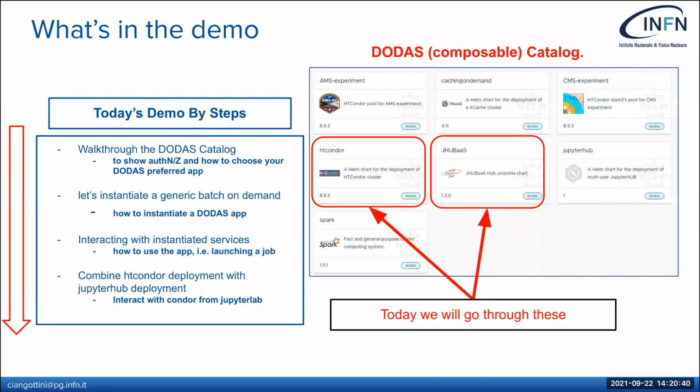So what are the demo steps for today? I'll guide you quickly through the authentication and authorization features of the composable catalog of DODAS. Then we are going to instantiate an HTCondor cluster that you can access also from outside and launch some jobs. And then we are going to match these two on Kubeapps. So we are going to configure JupyterHub to launch notebooks that can automatically connect and interact with the HTCondor cluster.